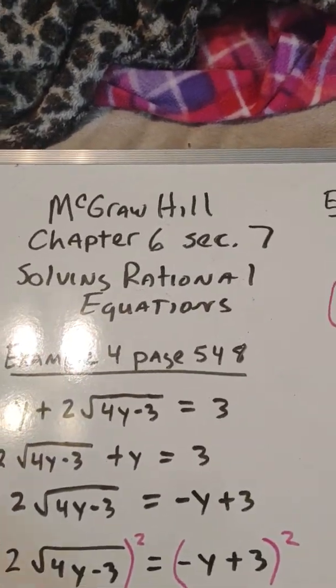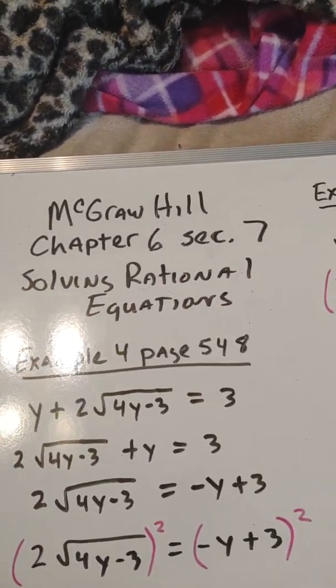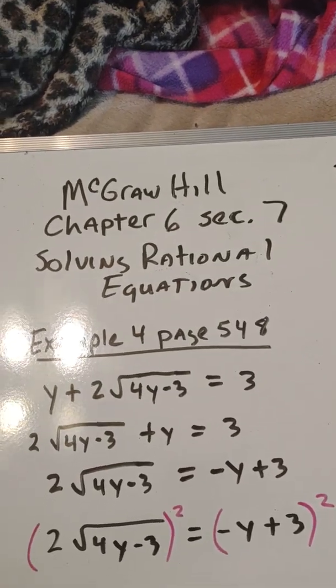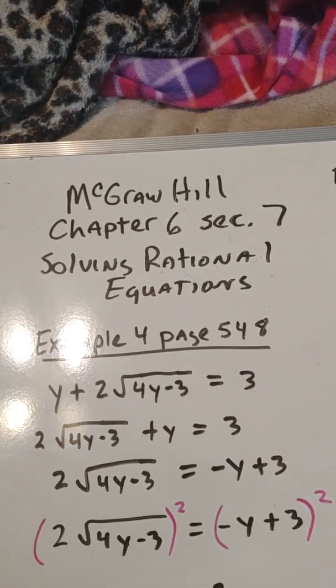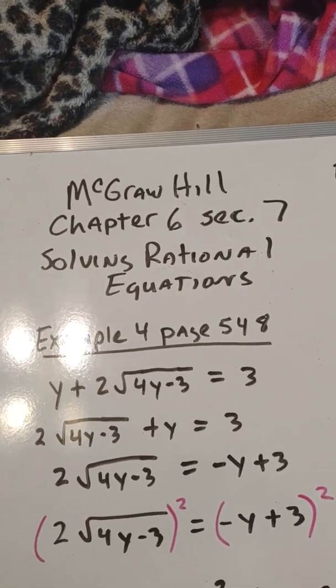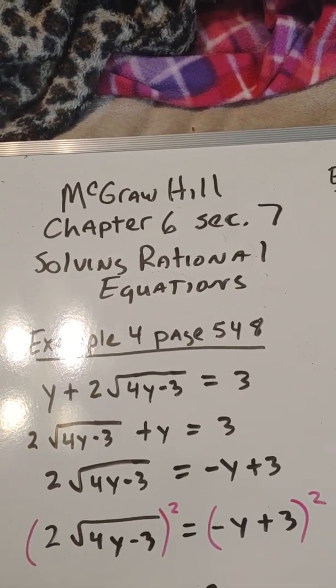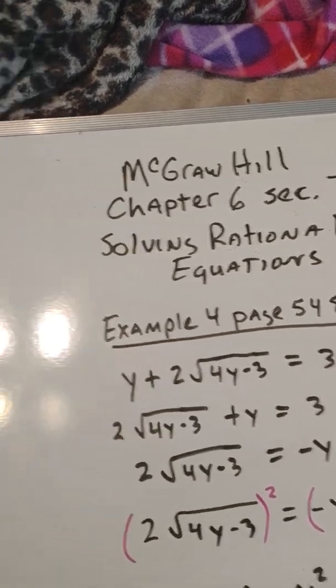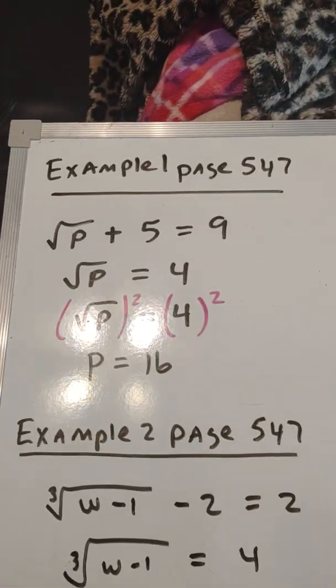Okay, this is McGraw-Hill Chapter 6, Section 7, Solving Rational Equations. Make sure you understand that the one with the imaginary numbers is Section 8. I know I say Section 7 on the other. I have to change that. Alright, so here's what happens.